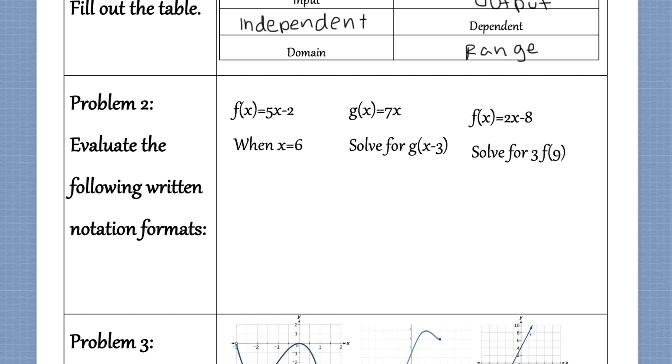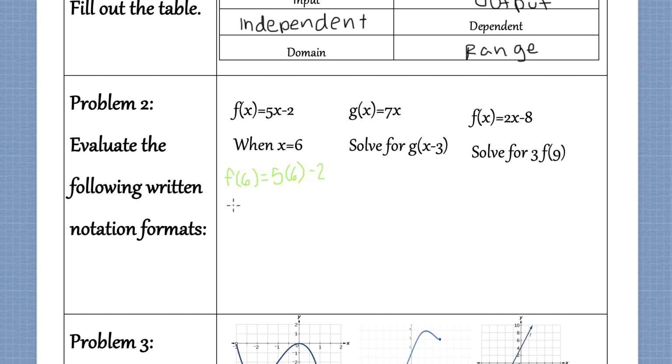Problem number 2 says, evaluate the following written notation formats. It wants us to find the values of each of these. Let's start with this one. It says, f of x is equal to 5x minus 2 when x is equal to 6. We said that we would plug in the x value, which is 6, anywhere that we see x in the above function. So f of 6 is equal to 5 times 6 in place of the x, minus 2.